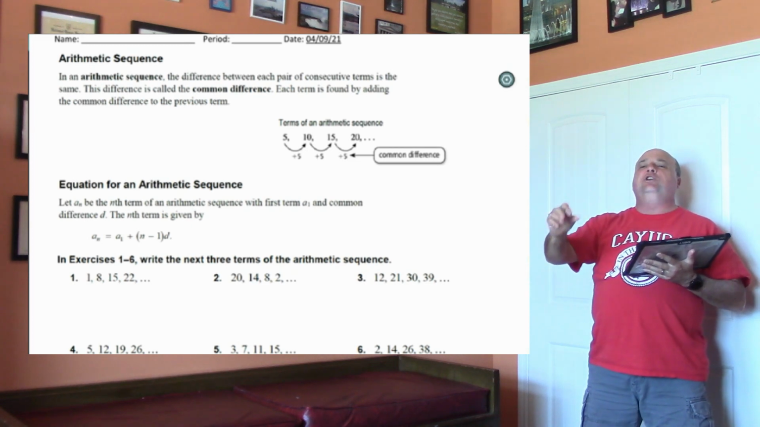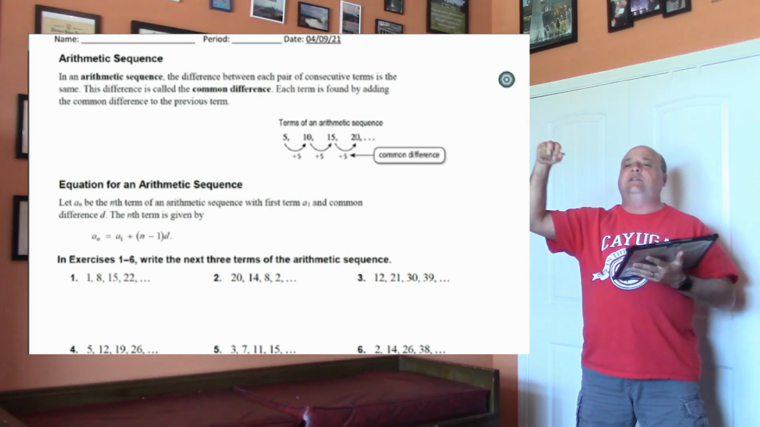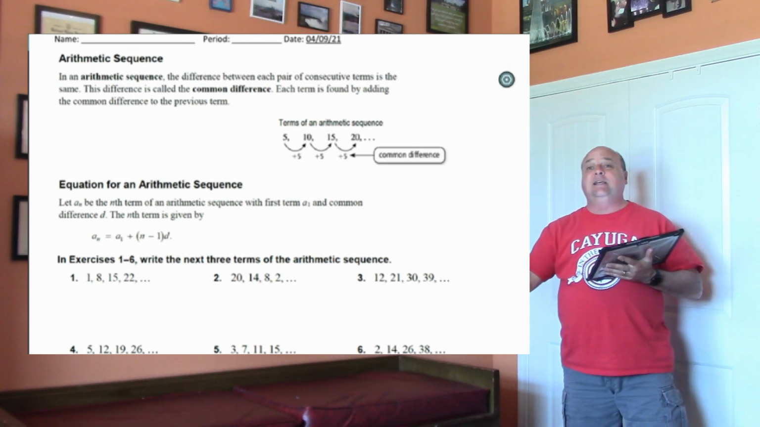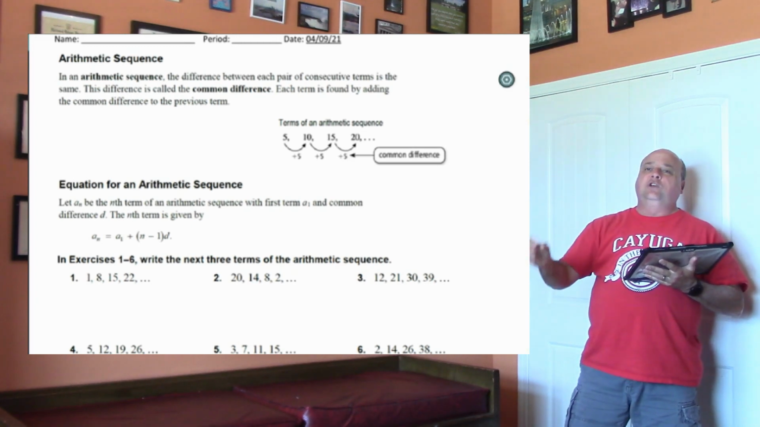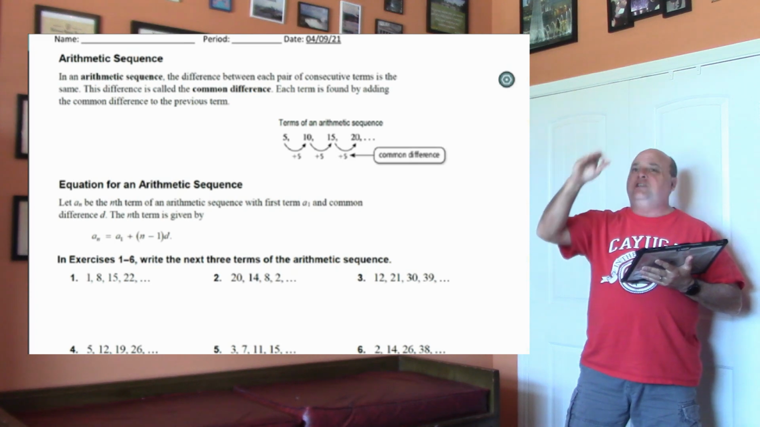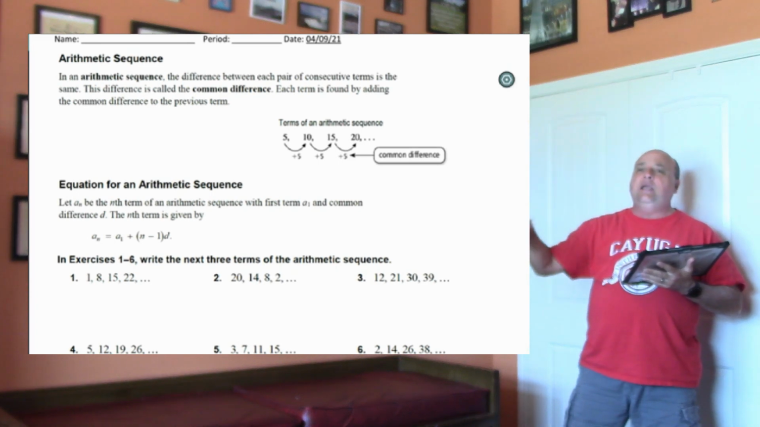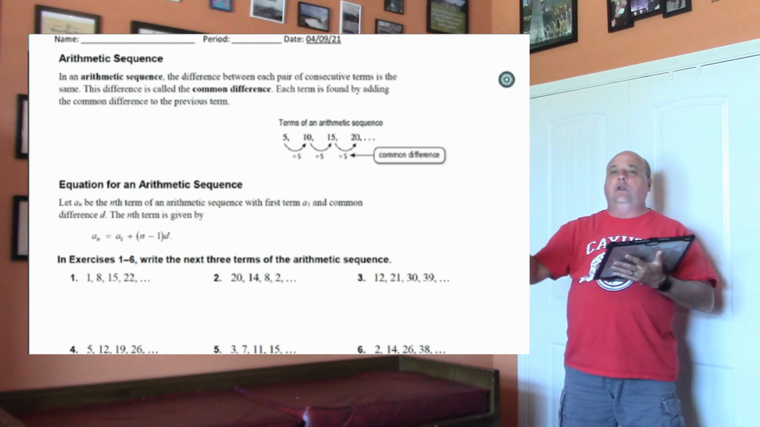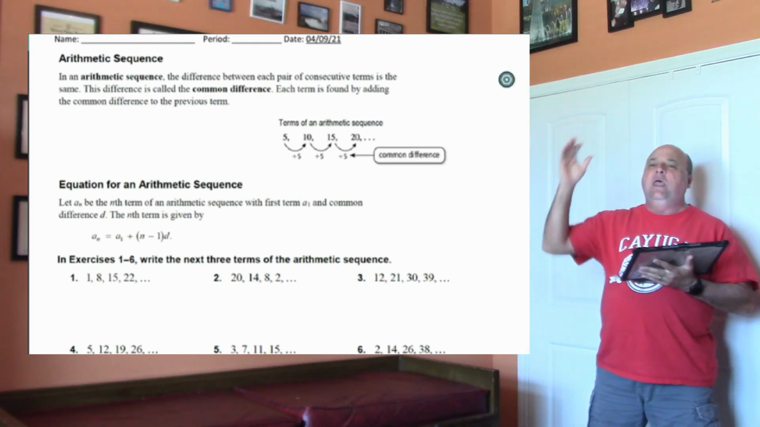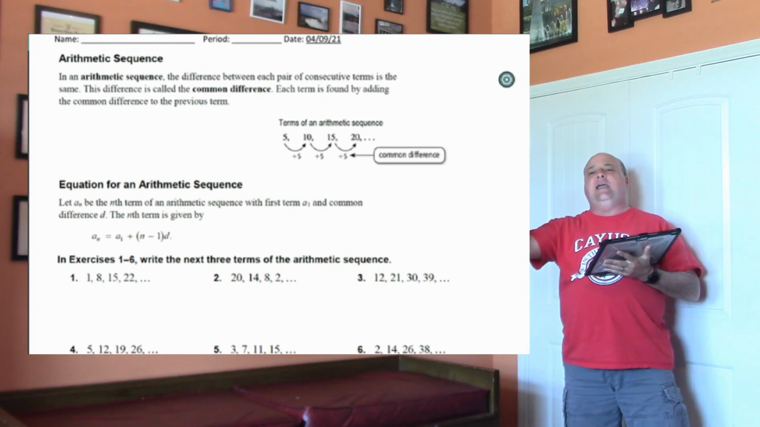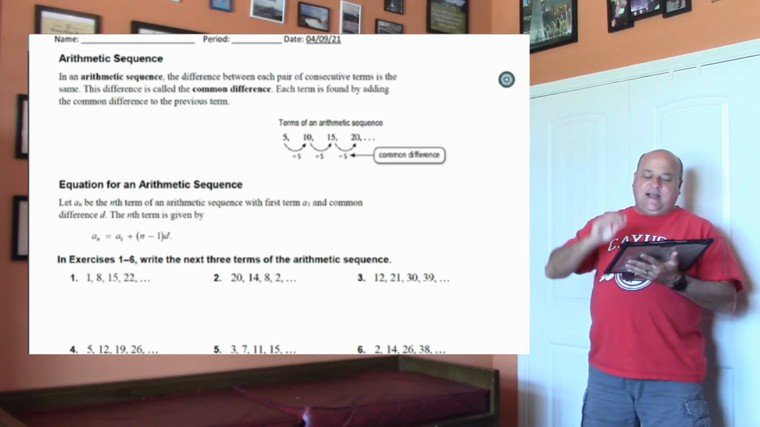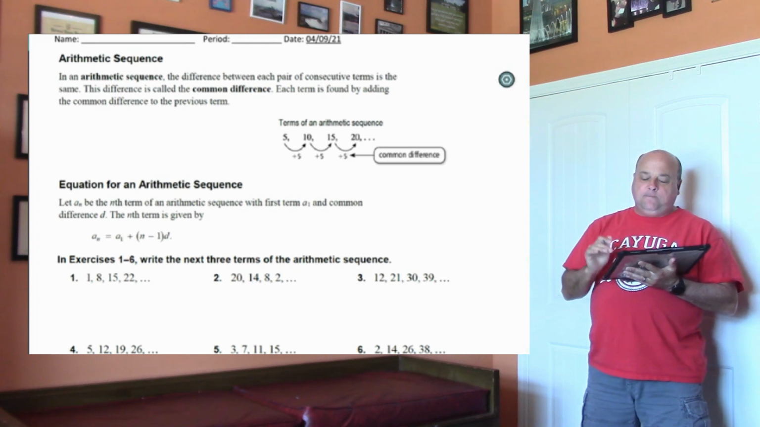A sequence uses the first term instead of the y-intercept to write the equation. It's basically the big difference. So in an equation, you would have y equals mx plus b. The b would be the zero term, right? That would be your initial amount or your starting amount. A sequence uses a, the first term. You're going to find that out as we go through this.